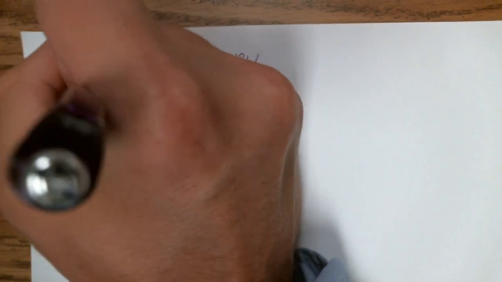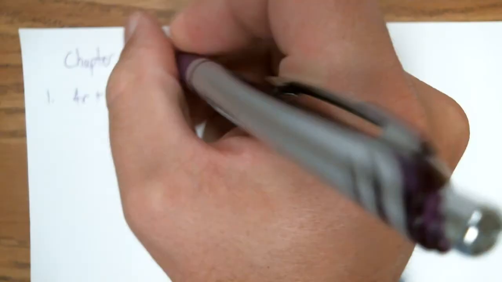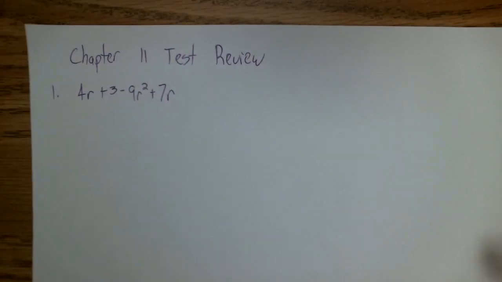All right, so here we go. Let's jump on in. The first question that I assigned was number 1. For number 1, we have the expression 4r plus 3 minus 9r squared plus 7r. The directions say they want us to put this in standard form, and then name it based on the degree and the number of terms.